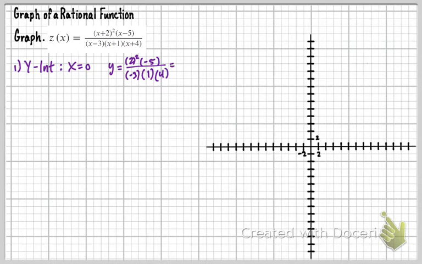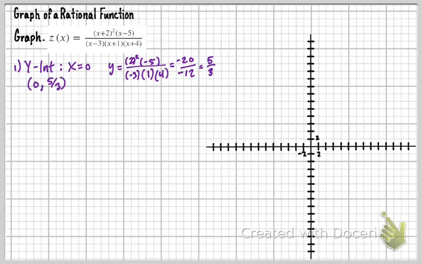So this is really going to be 4 times -5. So that's -20. And then down below I have 1 times 4, which is 4, times -3 is -12. So that's going to be 5/3. So my y is 5/3. So my y-intercept is 0, 5/3.